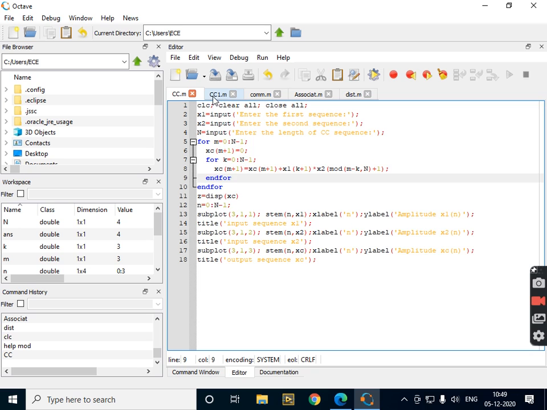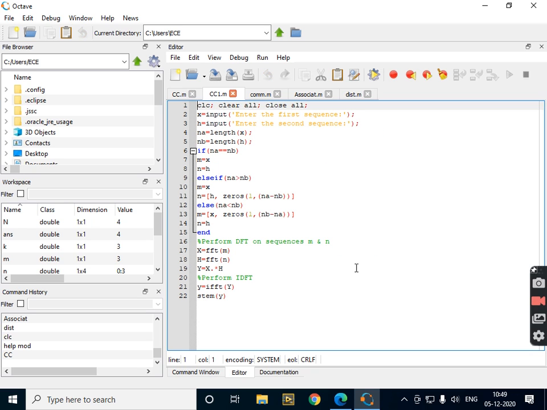Now coming to the second program. In this program we'll implement circular convolution by using the DFT and IDFT method. Unlike linear convolution, the length of the circular convolution is not fixed. The length of the circular convolution will be the length of the input plus the length of the impulse response minus 1. Like that, the length of the circular convolution for any system is not predefined.